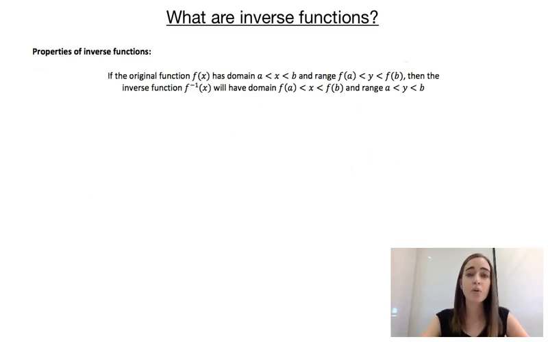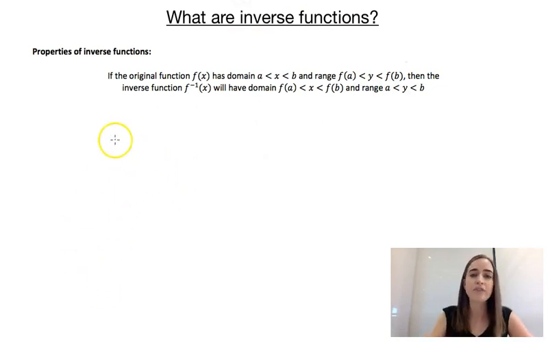So we want to have a look at some of the properties of inverse functions. The first one is if our original function f of x has domain where x is between a and b, and has a range where y is between f of a and f of b, then the inverse function is going to be the opposite. So the domain is going to be what the range used to be, and the range is going to be what the domain used to be, because we're switching the x and y values.